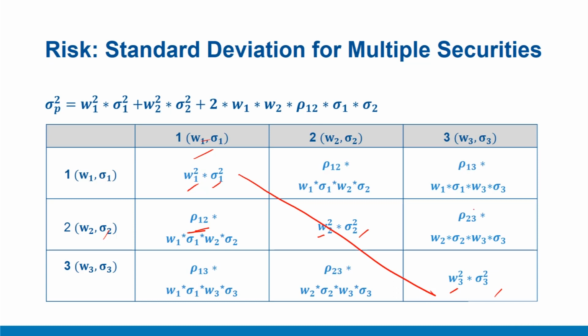Similarly, if you look at this particular box, here you are combining W1 sigma 1 with W3 sigma 3. So this term will result, and then in addition you are putting a correlation term, and this goes on for all the non-diagonal or off-diagonal boxes like this and this. Each of these non-diagonal boxes will include a correlation term, because here we are combining the variance of two different securities, unlike diagonal terms where we have the same security and the variance term was computed.